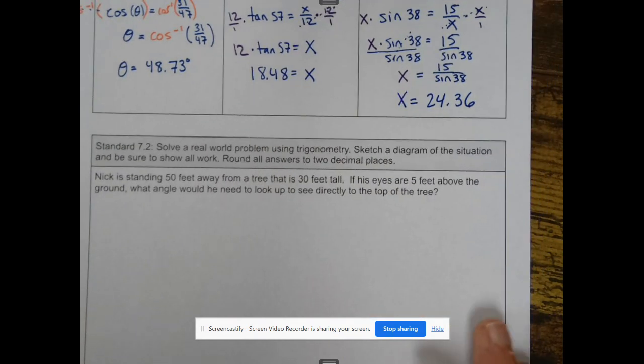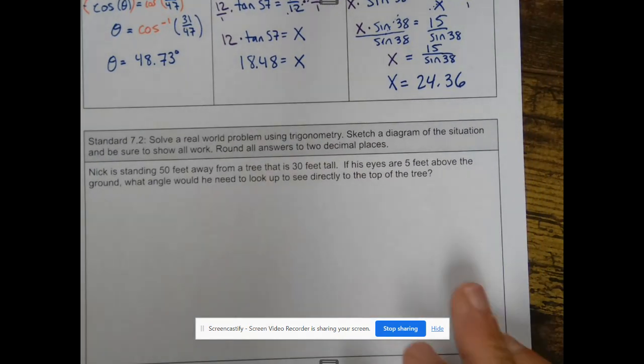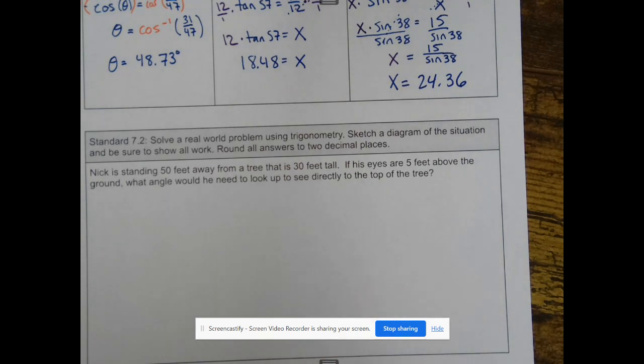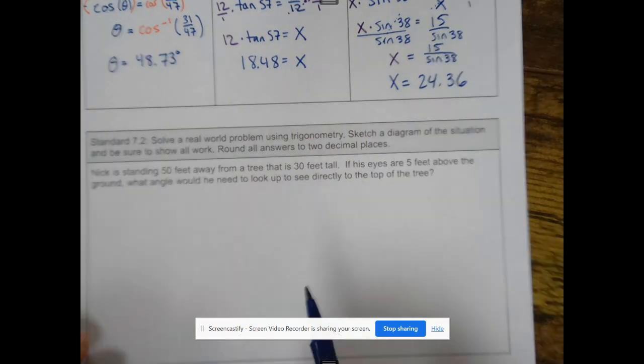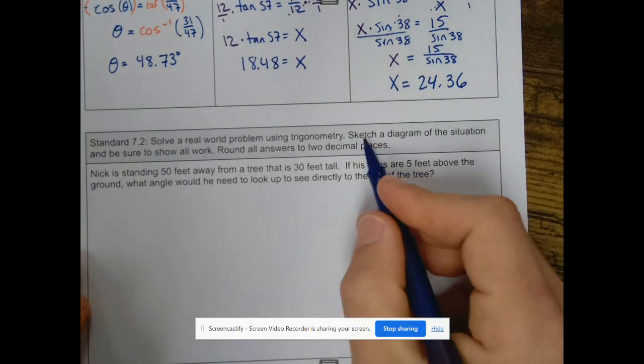Nick is standing 50 feet away from a tree that is 30 feet tall. His eyes are 5 feet above the ground. What angle would he need to look up to see directly to the top of the tree? This is an example of what we call a context problem, an application problem, colloquially referred to as a word problem. First step, sketch a diagram.